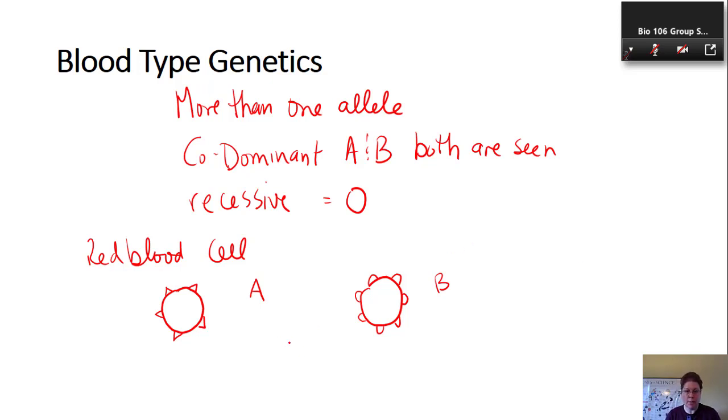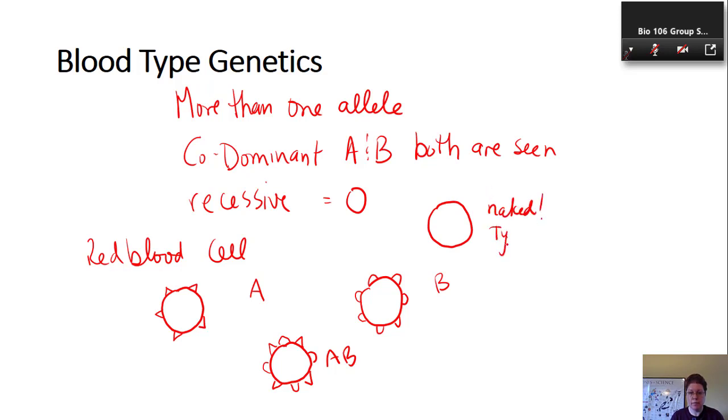Now, if you have AB blood type, then you have both. So A and B, when present, are both seen. Neither one of them is completely dominant. They're both seen. Now, if you have type O blood, here's your red blood cell, you're naked. You don't have any of those.